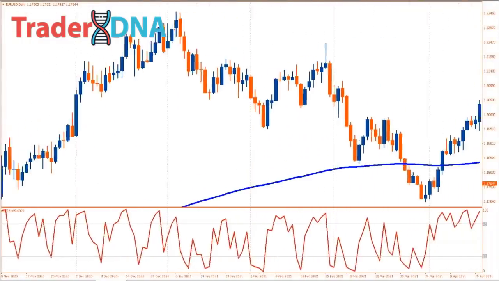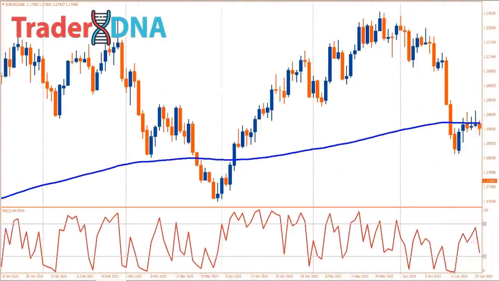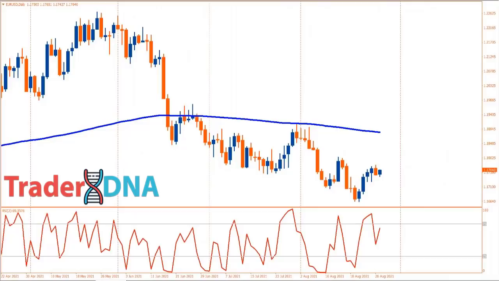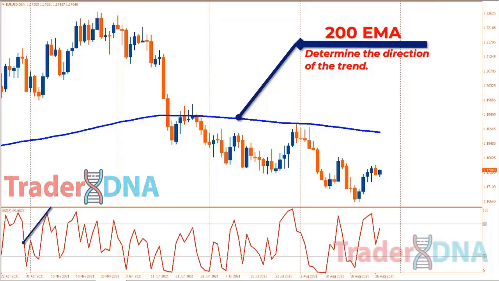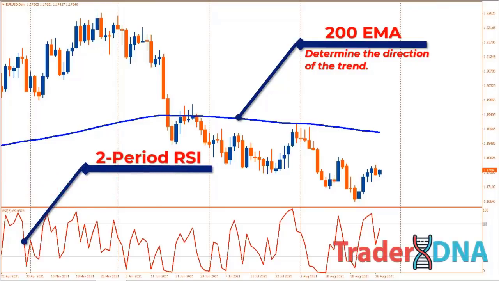This RSI Moving Average Martingale strategy uses two technical indicators. First, the 200-day exponential moving average or EMA, used to determine the direction of the trend. Second, the two-period RSI, used to determine when the pullback is overbought or oversold.